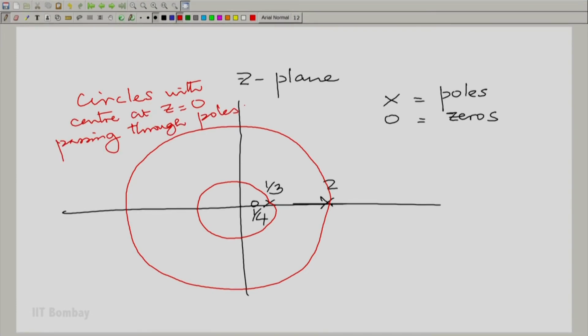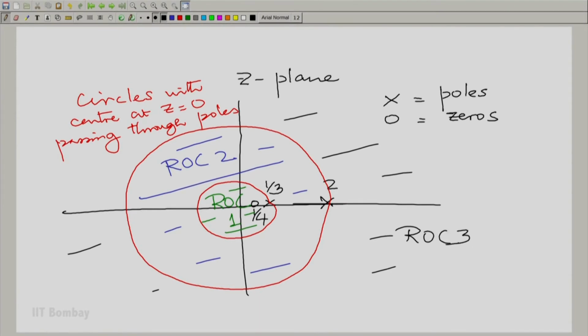Now, there are 3 possible regions of convergence. Let me mark each of them. This is ROC1 shown in green, this is ROC2 shown in blue, and finally, this is ROC3 shown in black. And ROC1 is to the interior of both of the poles. ROC2 is to the exterior of the pole at 1/3 and to the interior of the pole at 2. And finally, ROC3 is to the exterior of both of the poles. Now, when an ROC is to the exterior of the pole, you choose the right sided sequence. So, u[n] is the choice.